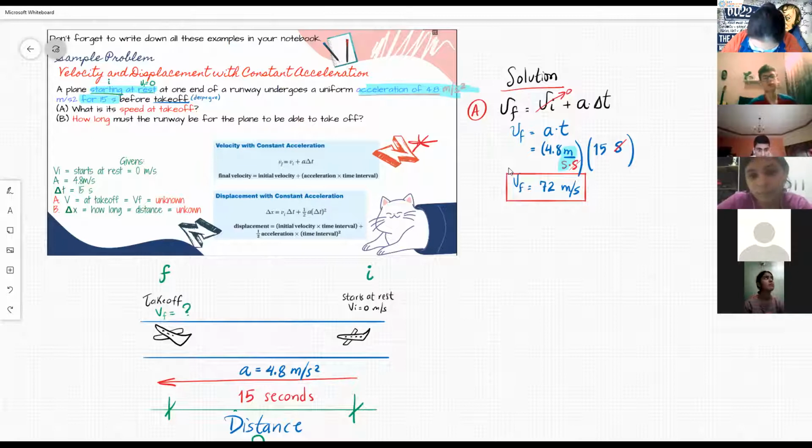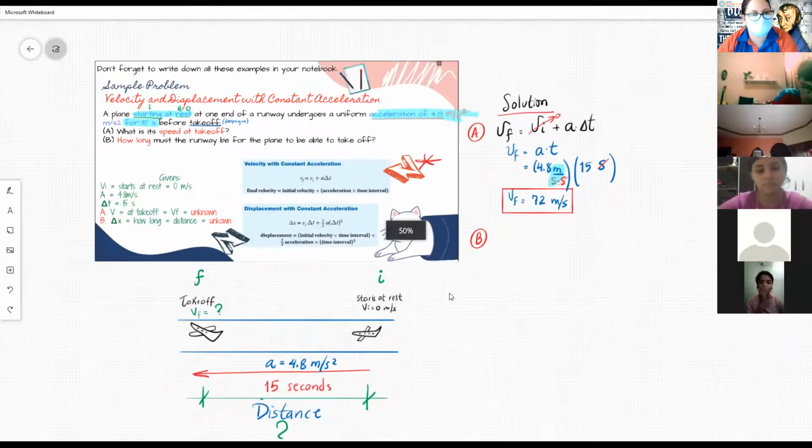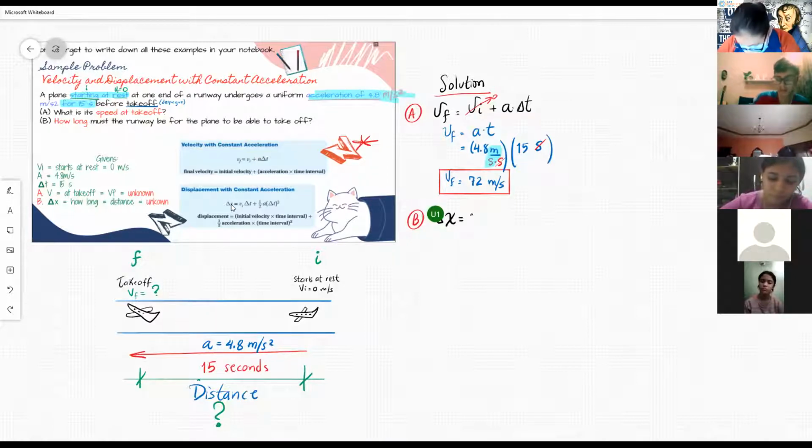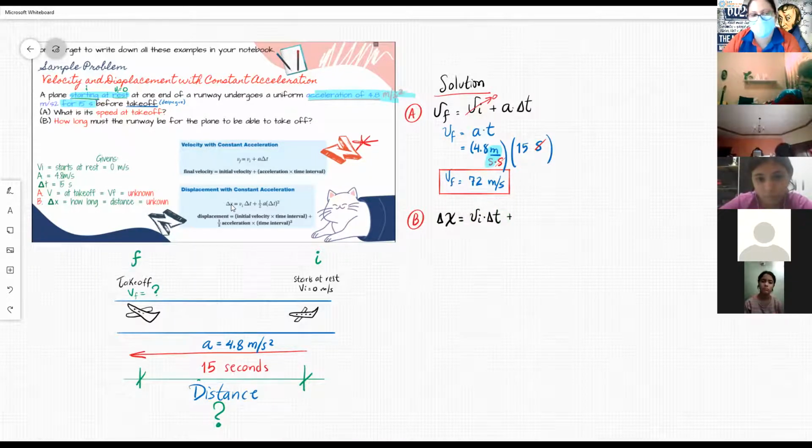Now, in part B, it says, calculate the distance, or how long must the runway be for the plane to be able to take off. So I have an equation for displacement right here that says delta x equals initial velocity times delta t plus 1/2. I don't use 1/2, I put 0.5 because it's easier to isolate, plus 0.5 acceleration times delta t raised to the second power.